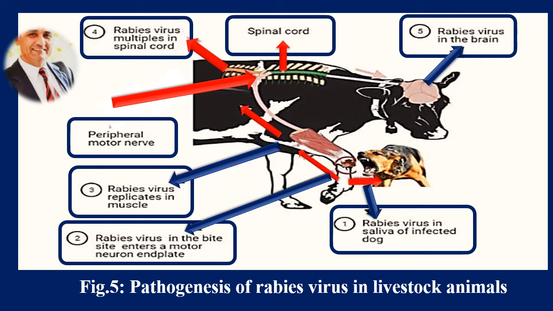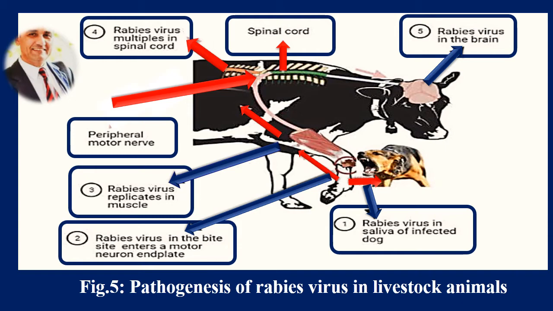Pathogenesis of rabies virus in livestock animals. Rabies virus in the saliva of an infected dog, when it bites the forearm or hind arm or the head of any domesticated animal. The rabies virus at the bite site enters the motor neurons in the plate, and then the rabies virus will replicate in the muscles.